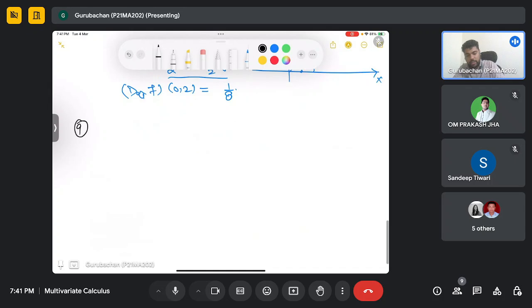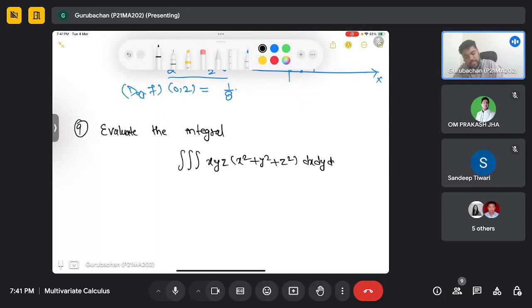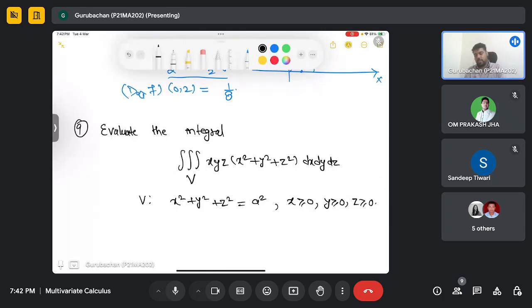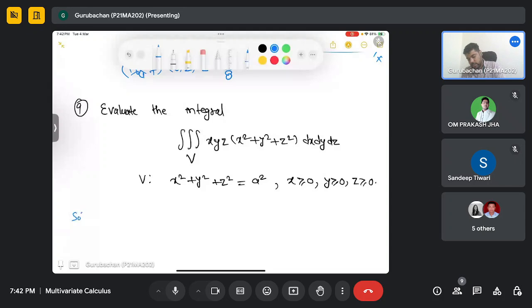Now question number 9. Evaluate the integral. In fact, this one is the triple integral of xyz times x square, y square plus z square, dx dy dz over V, where V is x square plus y square plus z square equal to a square with x greater than 0, y greater than or equal to 0, and z greater than or equal to 0. So we are moving in the first octant. So tell me how we can solve it and what is the answer.